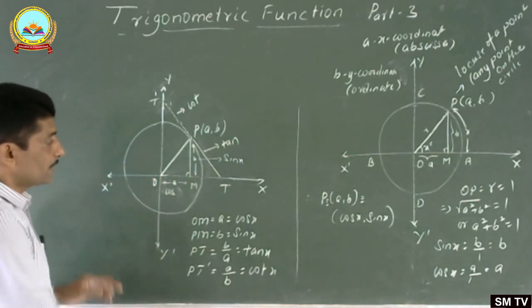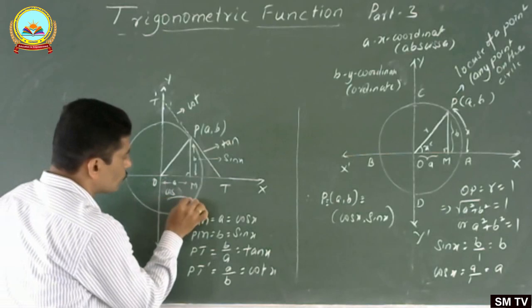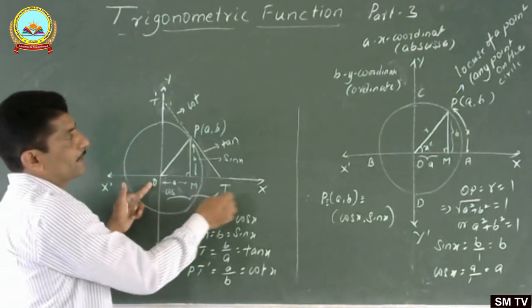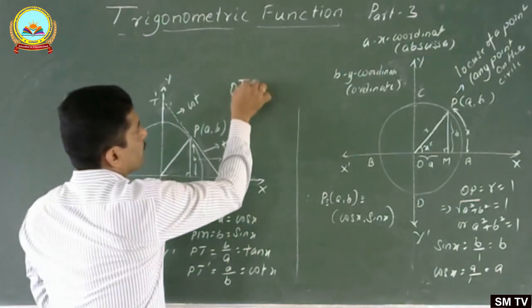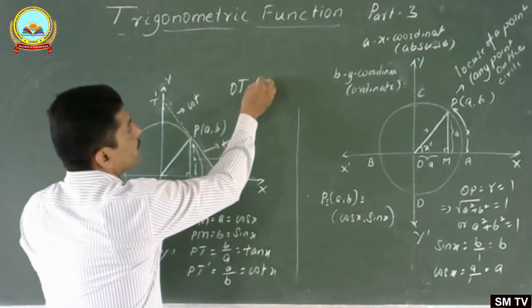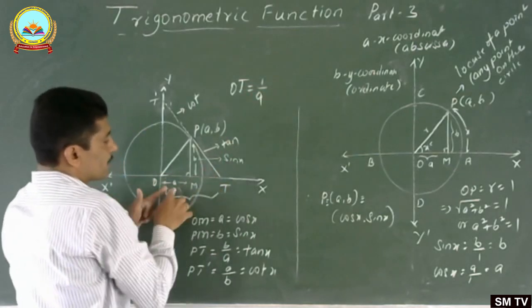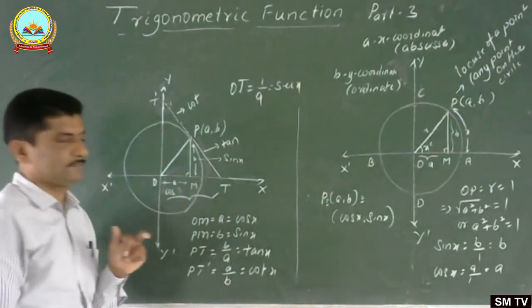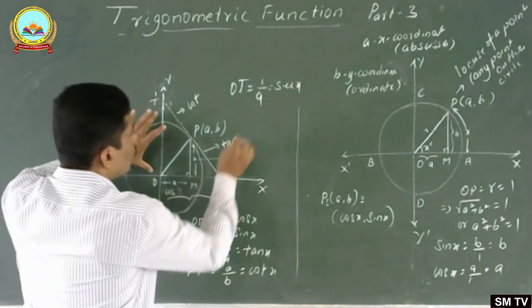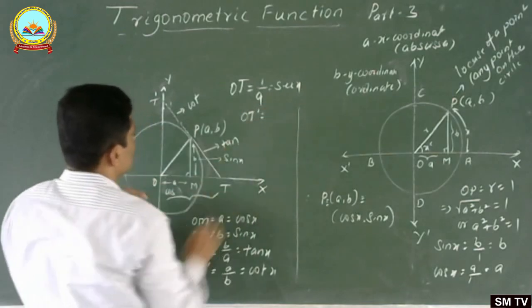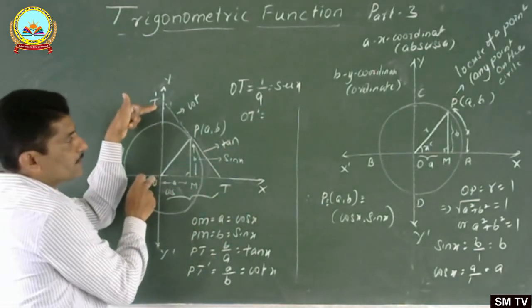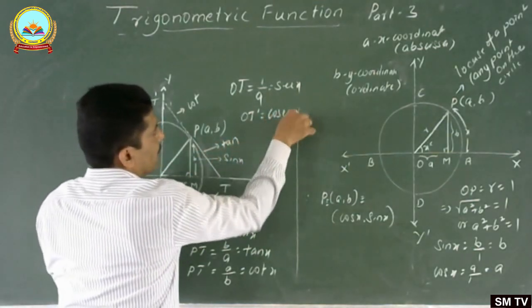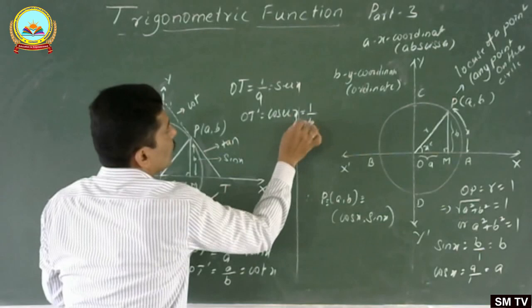The next one is OT. OT is called the secant line. Its value is exactly equal to 1 by a, the reciprocal of a. This one is said to be secant x. And OT dash is the cosecant line. Therefore this value is cosecant x, and its value is equal to 1 by b.